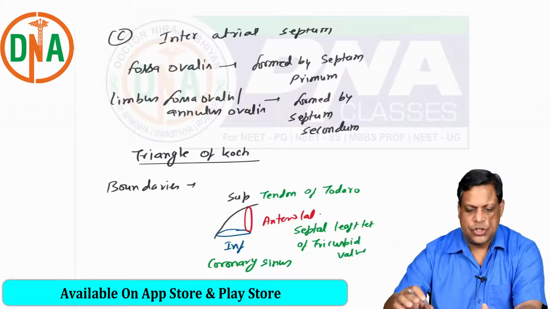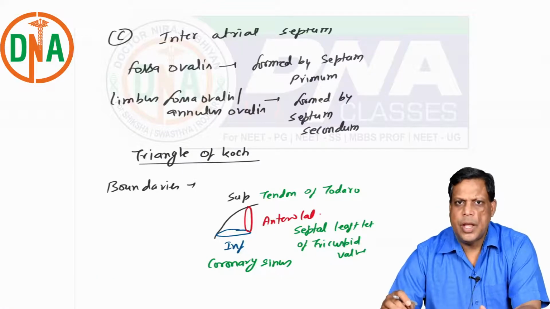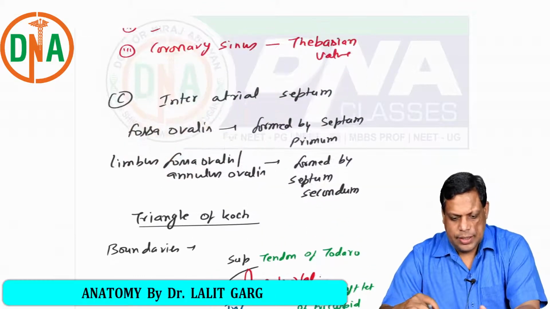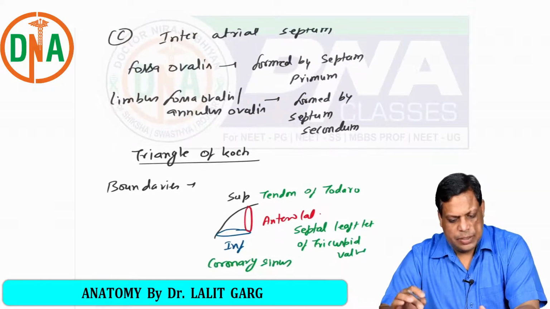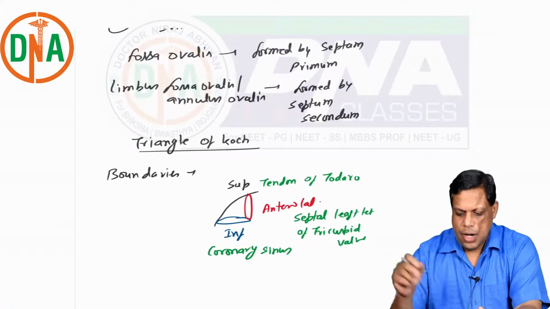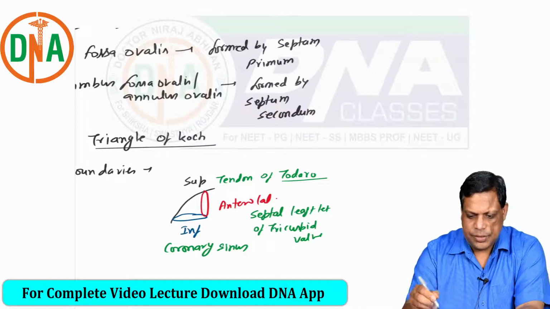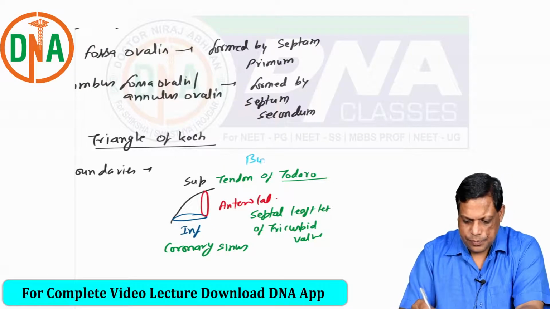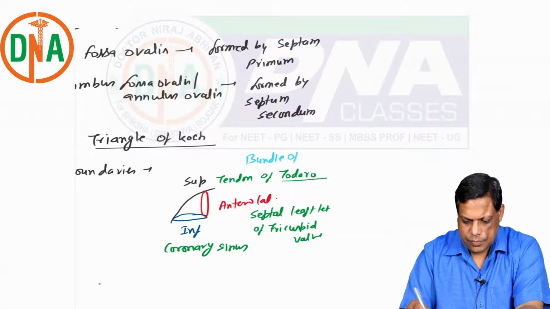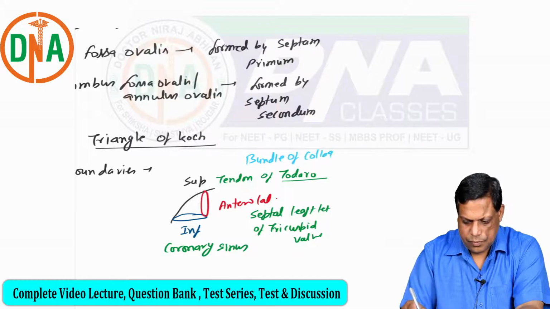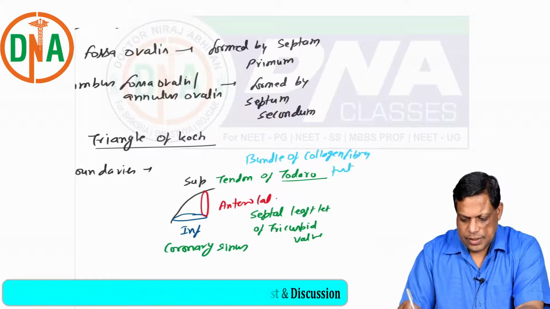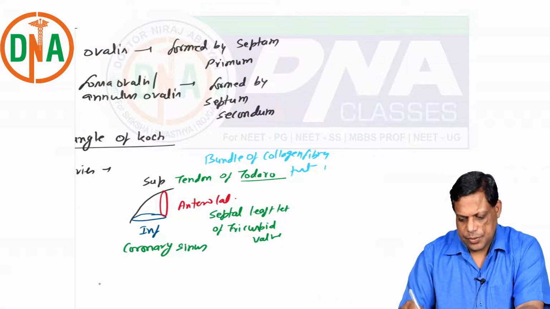So these are the three boundaries of the triangle of Koch, which is present within the interatrial septum, and these features are visible only from the right side. That is the fossa ovalis, limbus fossa ovalis, and triangle of Koch. What is the tendon of Todaro? This tendon of Todaro is a bundle of collagen fibers and it is present in the subendocardial space.